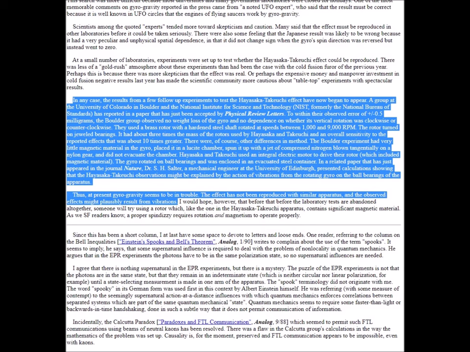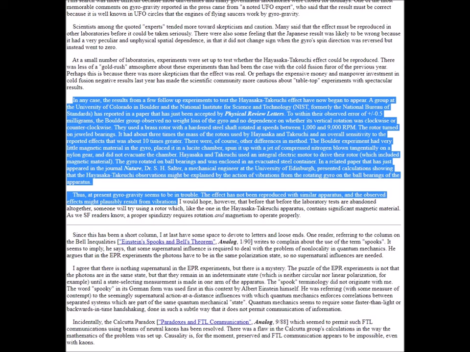There were also other differences in this method. The Boulder experiment had very little magnetic material in the gyro. They placed the experiment in a leucite chamber and spun it up with a jet of compressed nitrogen that was blown tangentially on a nylon gear, and did not evacuate the chamber. Hayasaka and Takeuchi used an integral electric motor to drive their rotor, which included magnetic material. The gyro rotated on ball bearings and was enclosed in an evacuated steel chamber.